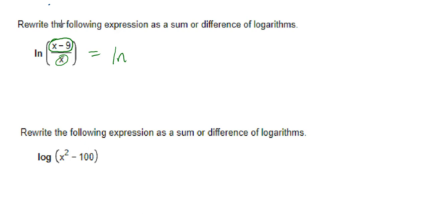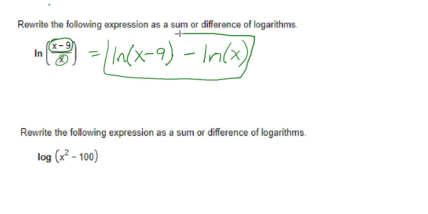So we can only split it up into separate logarithms if they're being multiplied or divided, not if they're being added or subtracted, right? So this x minus 9 has to stay together. We can't split it up. So x minus 9 will go inside of its own logarithm, and then the x from the denominator will go inside of its own logarithm. And what will I do with these two logarithms? Because I'm dividing here, I'm going to subtract. I will subtract these two logarithms. All right. And that's as far as we can take it.